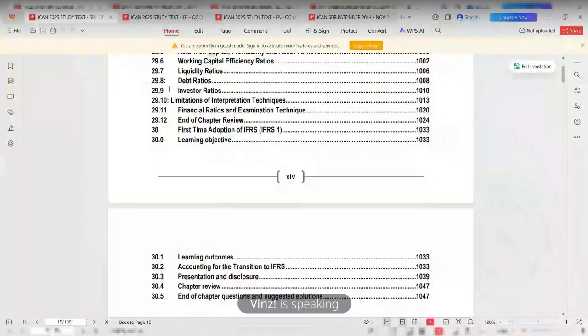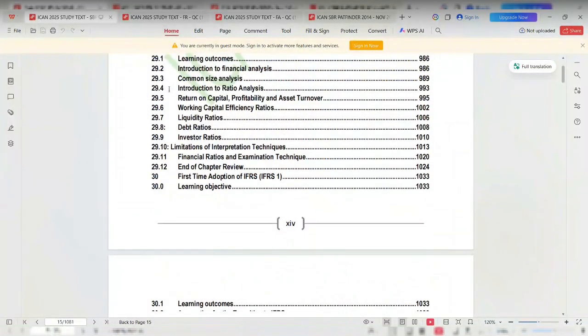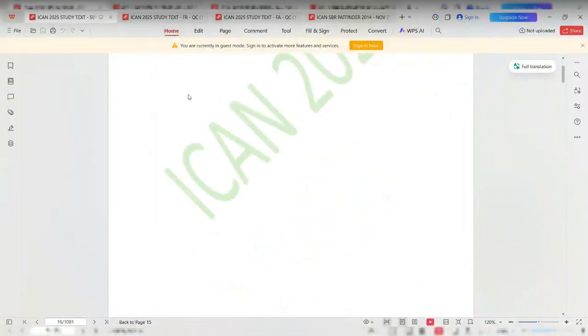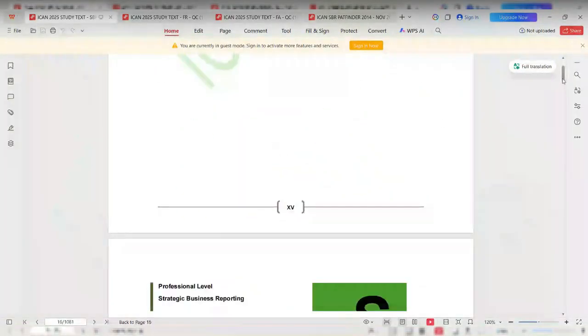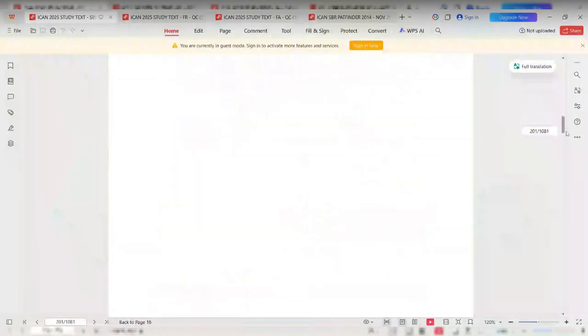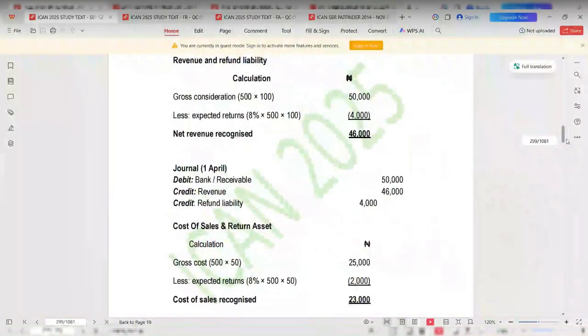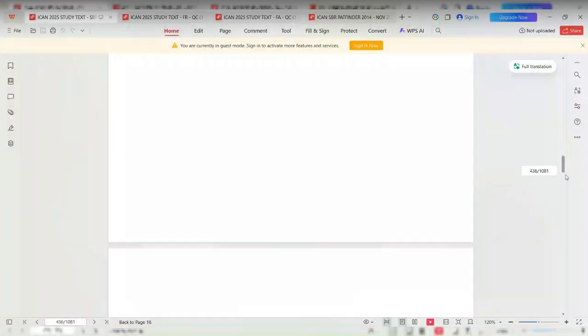Yes, we are together. If you look at this one now, let us go to that one, 986, so that we can see what is inside the SBR as well. You will see that there is no huge difference like that.